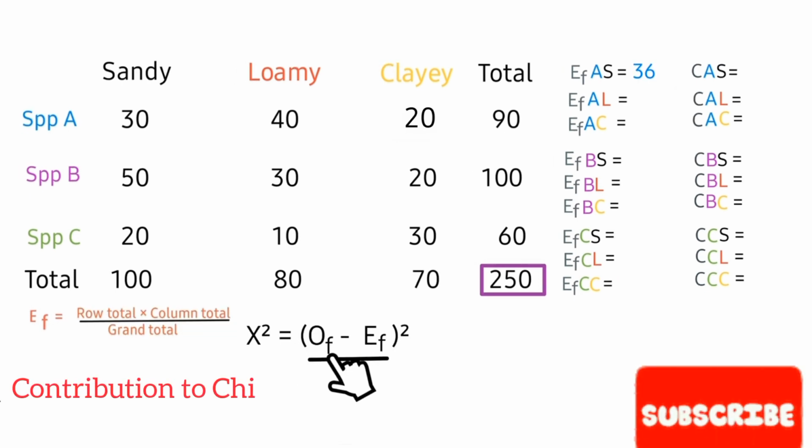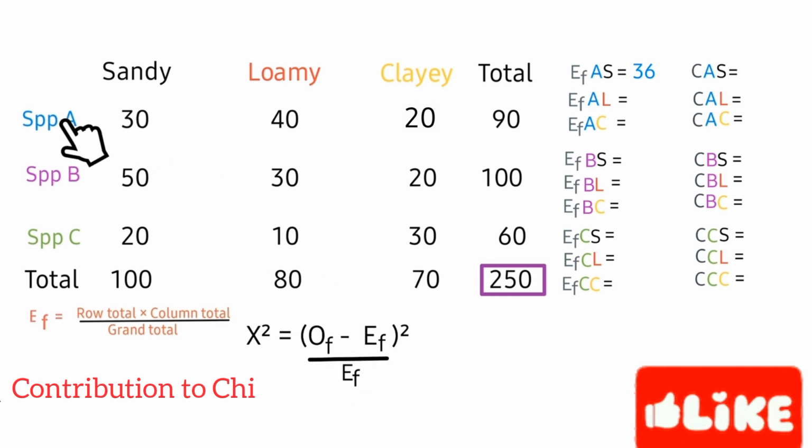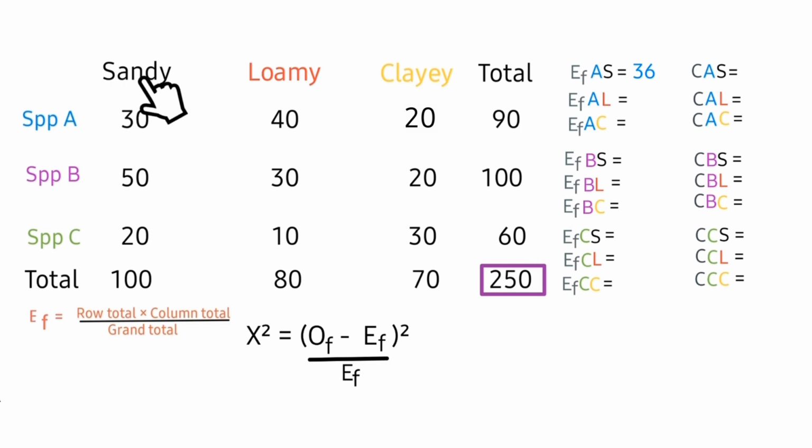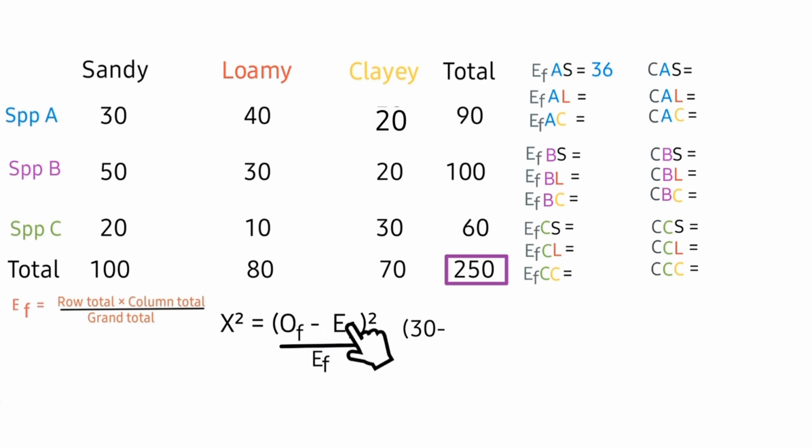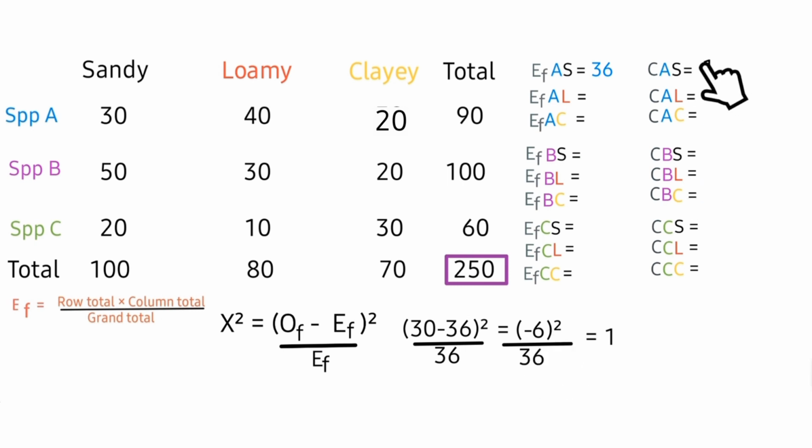We use this formula to calculate contribution to chi. Firstly, we calculate contribution to chi for species A and sandy soil. Looking at our formula, we could see observed frequency. So observed frequency for species A and sandy soil, we have 30 here. Following our formula, we have minus expected frequency. We just calculated the expected frequency for species A and sandy soil. Following the formula, we have the difference squared divided by expected frequency. So 30 minus 36, so minus 6 squared divided by 36. We also record it here.